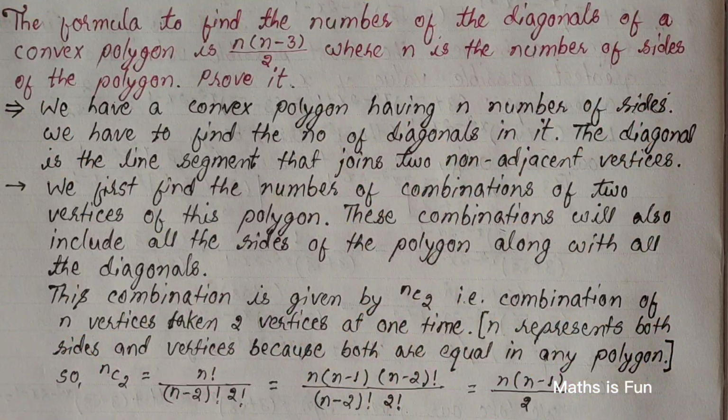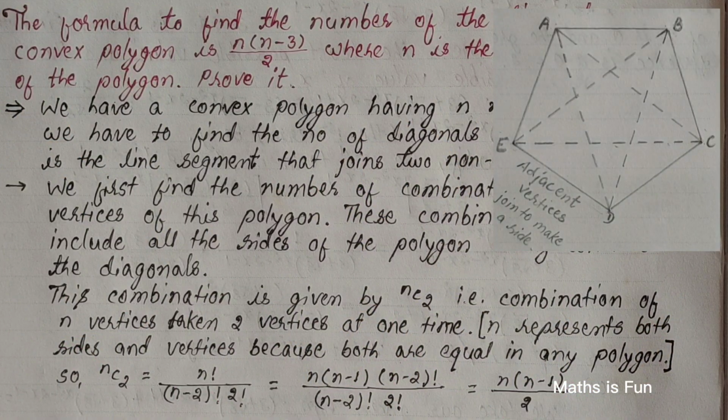So let's prove it. You have to think of any convex polygon having n number of sides. A convex polygon having n number of sides will also have n number of vertices, because the number of sides and vertices in any given polygon is the same. So we are to find out the number of diagonals in it.